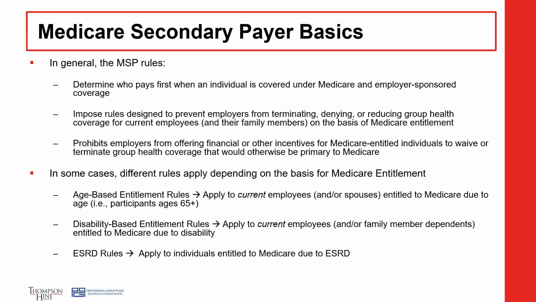Now, in some cases, different rules apply depending on the basis of Medicare entitlement. So if someone's eligible for Medicare based on age, these rules are going to apply to current employees and their spouses who are entitled to Medicare due to age. Disability-based entitlement is also for current employees and their family members. And then there are separate rules for end-stage renal disease, which apply only to individuals who are entitled to Medicare due to end-stage renal disease.